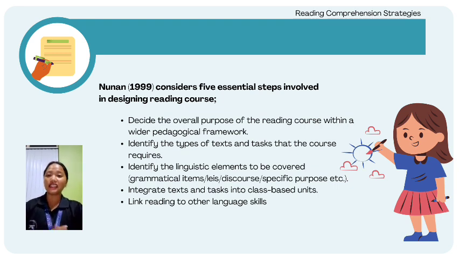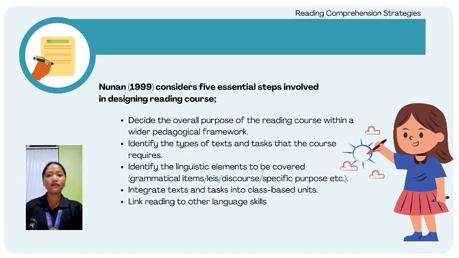First one is deciding the overall purpose of the reading course. Before planning a reading course, educators must define its main objectives within a wider educational framework. This could include improving academic reading, professional reading, or general comprehension skills based on learners' needs.